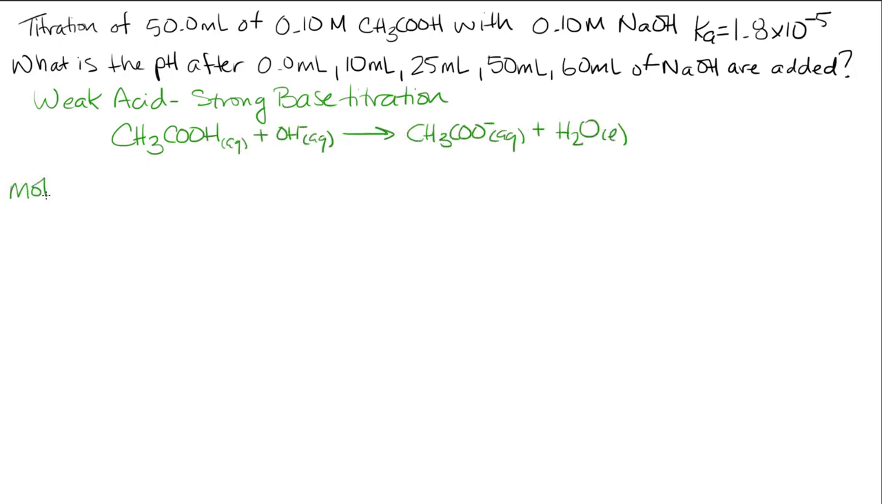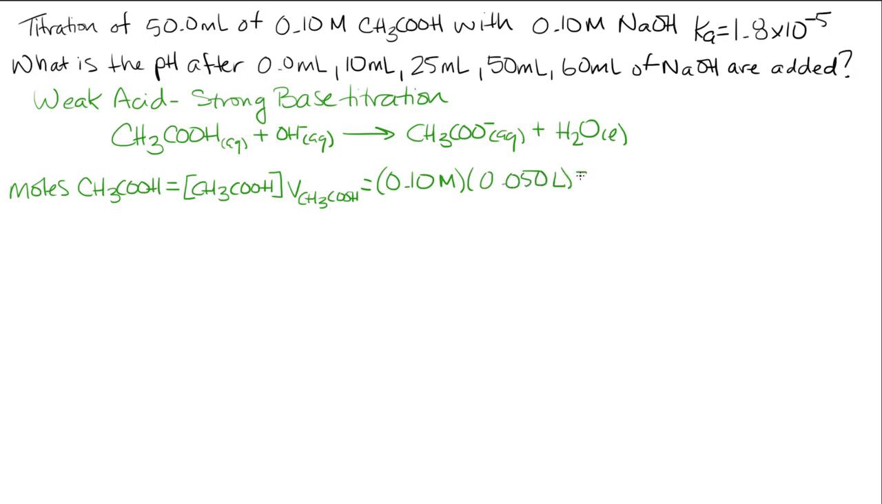The first step for any titration problem is to determine how many moles of the acid are present in the solution. This is calculated by multiplying the concentration of the acid in solution by the volume of the solution, which for this problem is 0.10 molar times 50 milliliters, which gives us a result of 0.0050 moles.